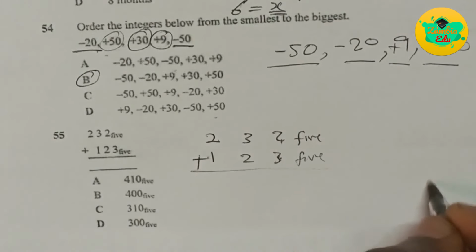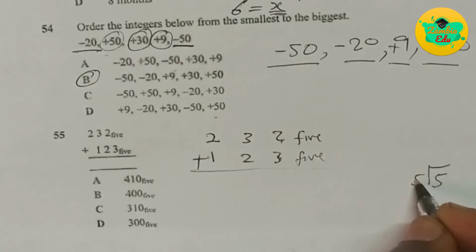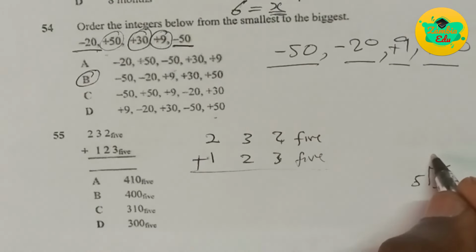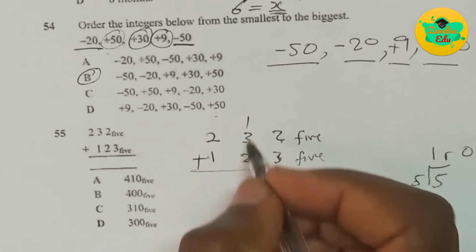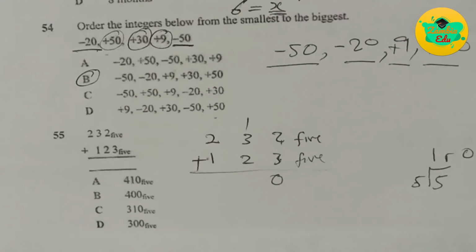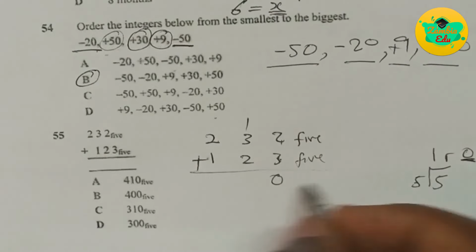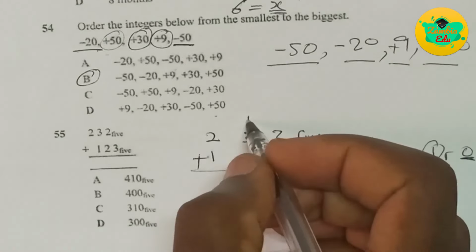Two plus three is five, but we can't write five. We'll say five divided by five. It gives us one, remainder zero. So we write the zero and we carry one as the remainder. So this, that's what we write there. Then that one is what we carry as a remainder.